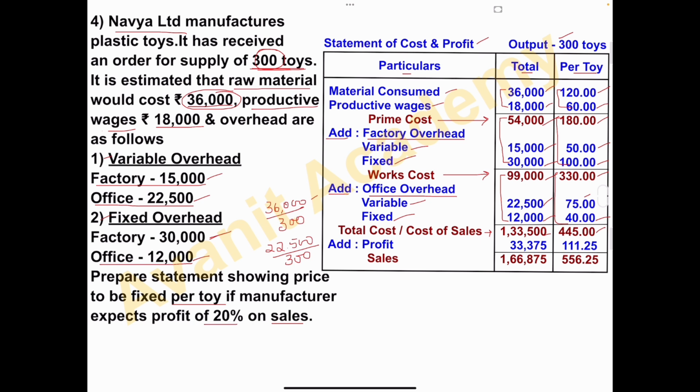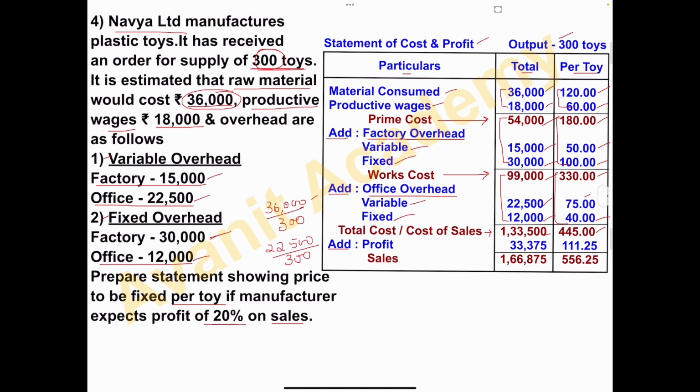After that we'll add profit and get sales. In this problem they have given information related to profit. Sales amount they have not given, that we have to calculate. And profit also we have to calculate, but they have given information related to profit. That is, the manufacturer expects 20% profit on sales.